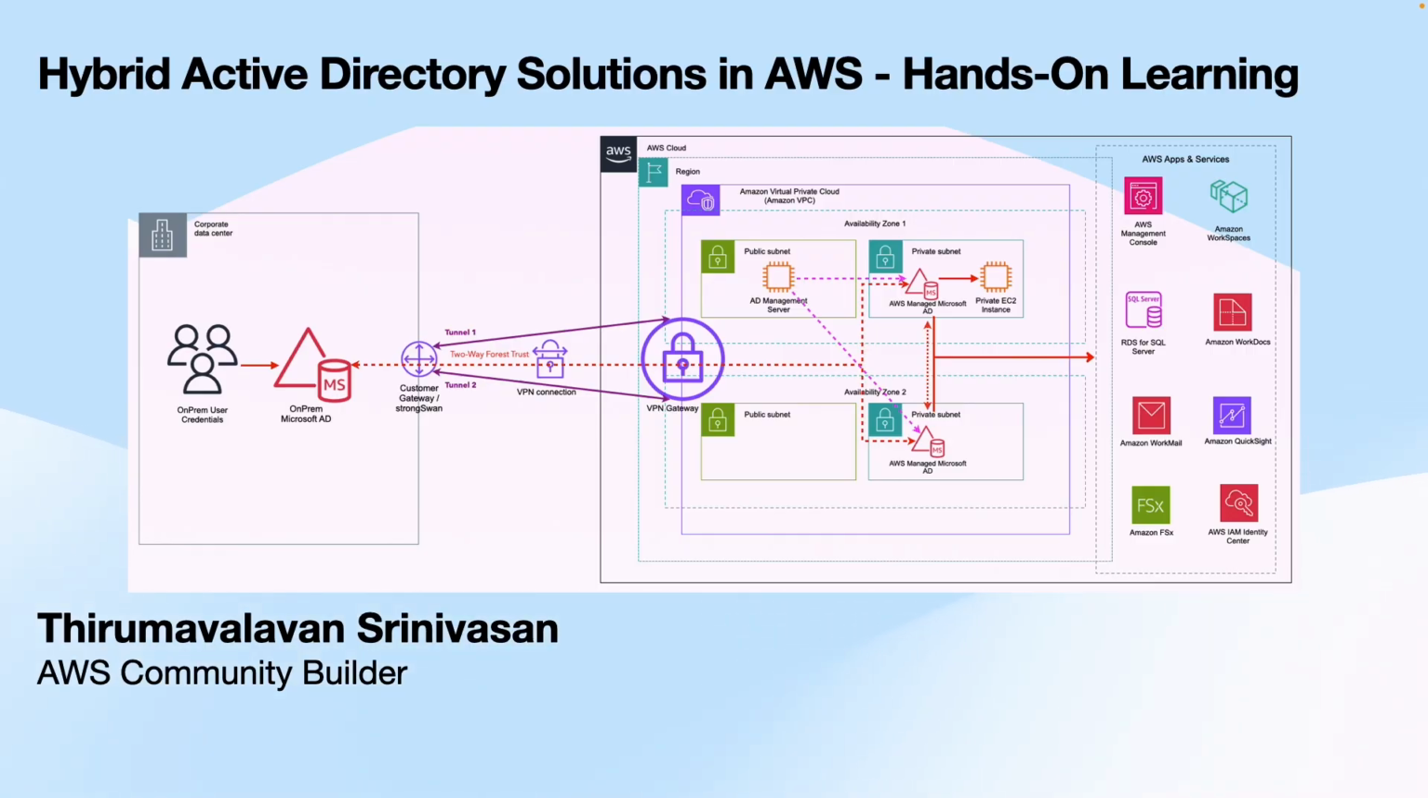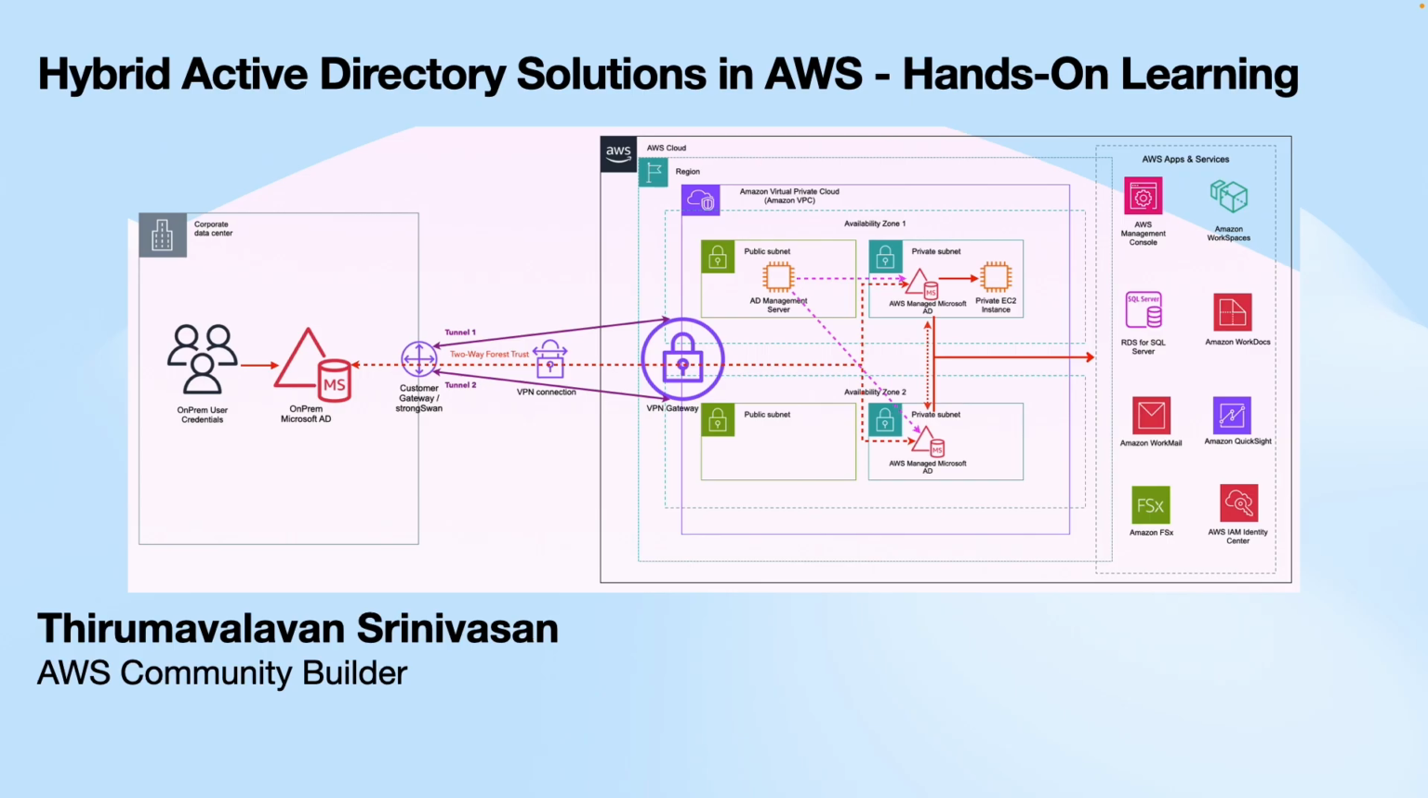In this video, I will show you how to implement hybrid Active Directory solutions in AWS. First, I will show you how to install and configure a new single domain forest on EC2 instance, which will simulate on-premises Active Directory. Next, I will show you how to deploy AWS managed Microsoft AD into a VPC.